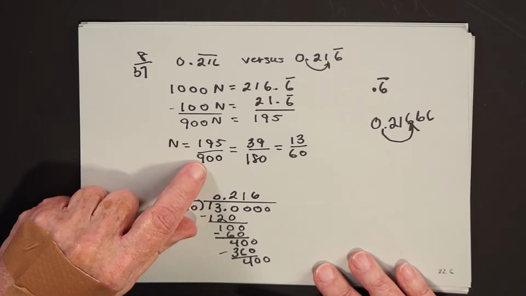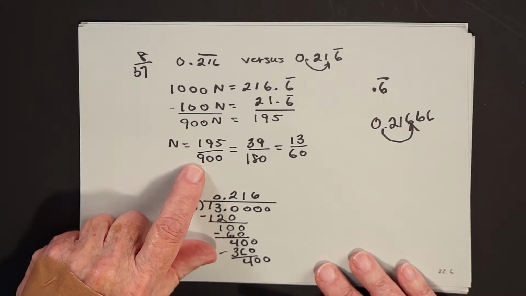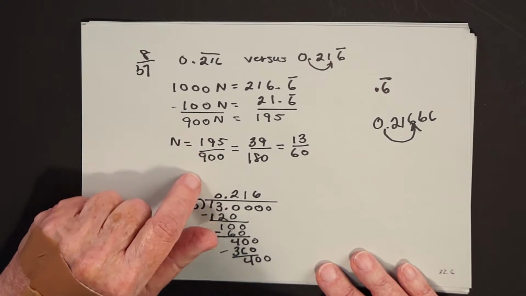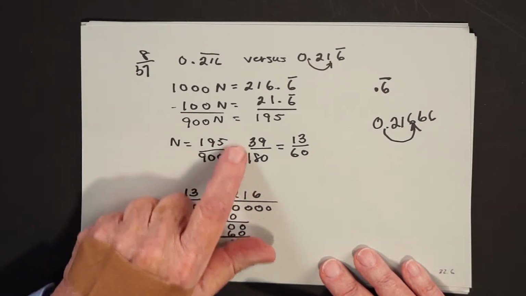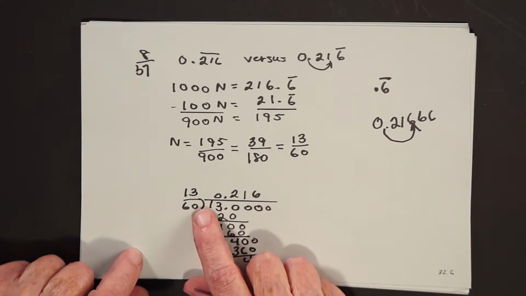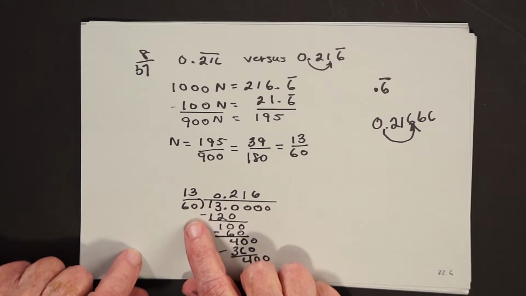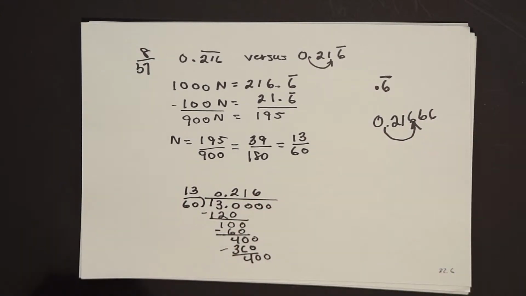When I reduce this to lowest terms, these are both divisible by 5. I get 39 over 180. These are both divisible by 3. I get 13 over 60. And so my claim is if I take 13/60ths and write it as a decimal, I'm going to get 0.21 and then nothing but 6's after that.